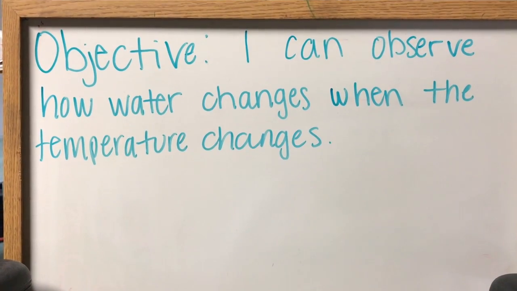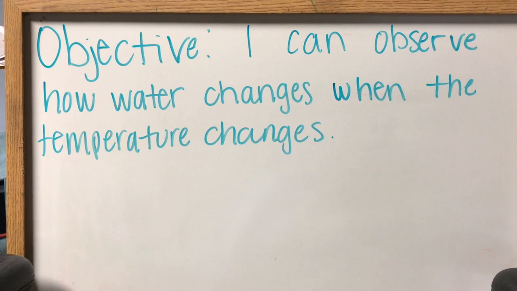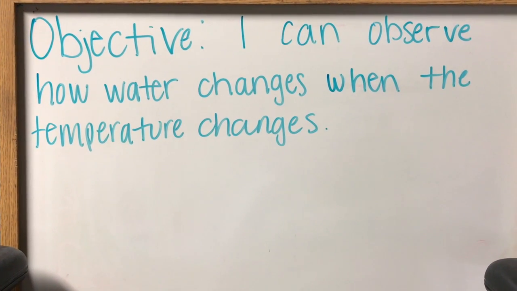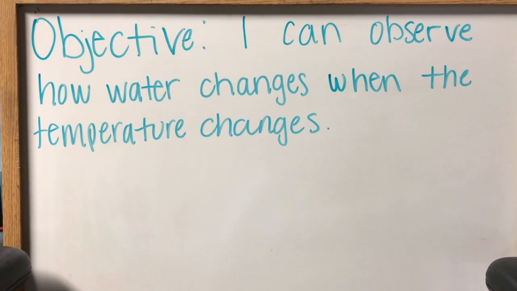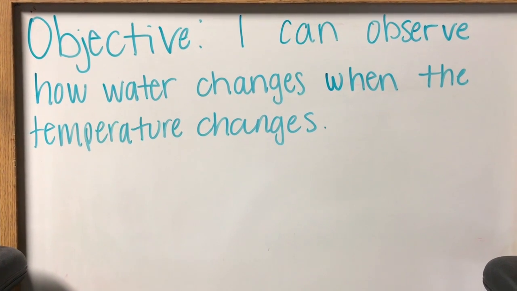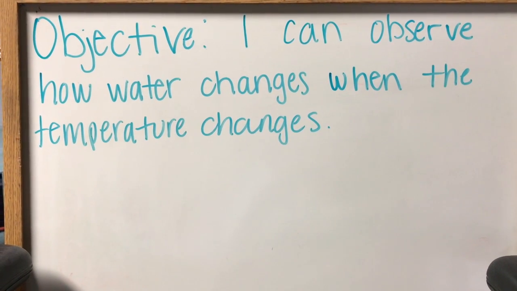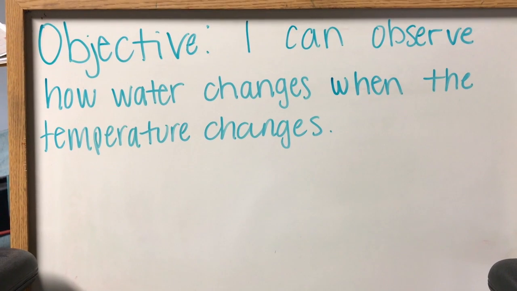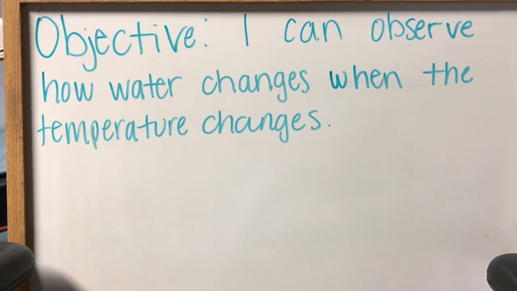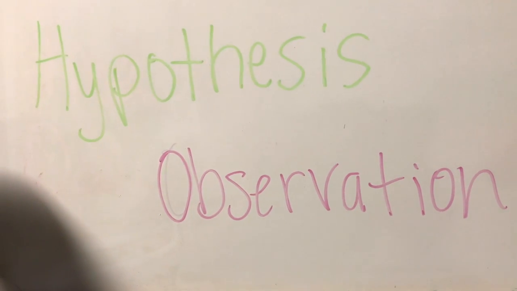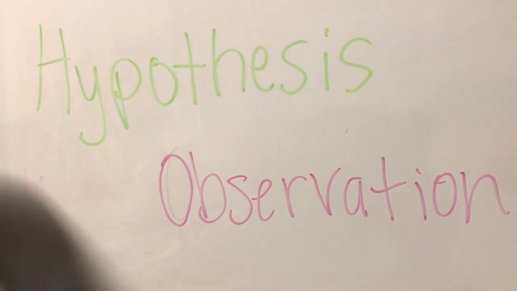So as you can see, our objective today is I can observe how water changes when the temperature changes. So before we start our experiment, we have to talk about two vocabulary words that are quite important to make sure this experiment makes sense. So our two important vocabulary words today are hypothesis and observation.